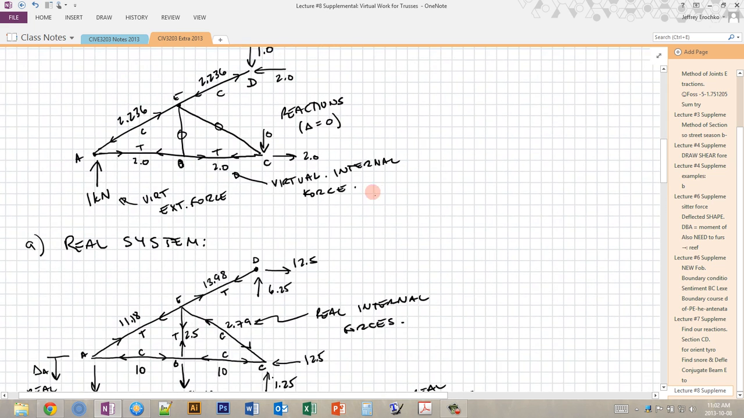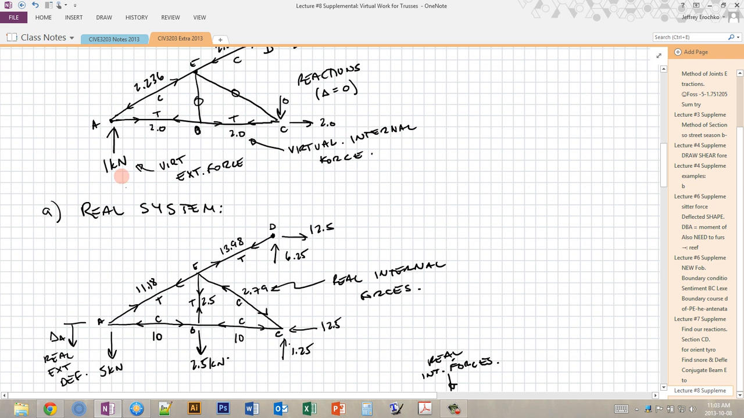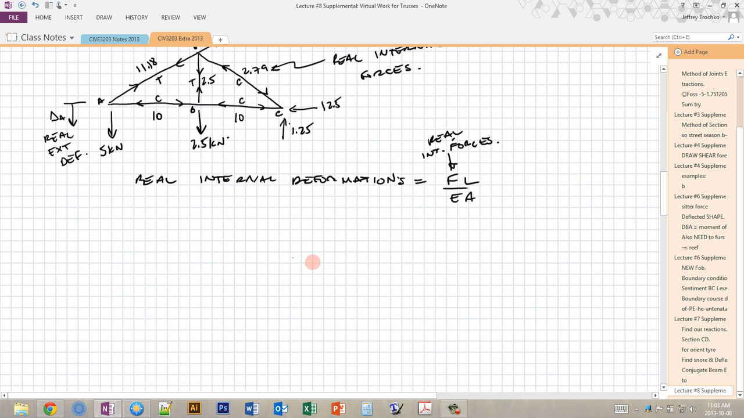So now for A, we have our virtual system, which is the same for all of our parts, to find the deflection at A. And then we have our real system, where we found the loads in all these truss members, and we're going to use this equation to find the deformations for each of those truss members. Now the easiest way to go about solving these kinds of problems is to come up with a table so that you can keep track. I'm going to list all of the members by name: B, C, B, E, C, E, and D, E.